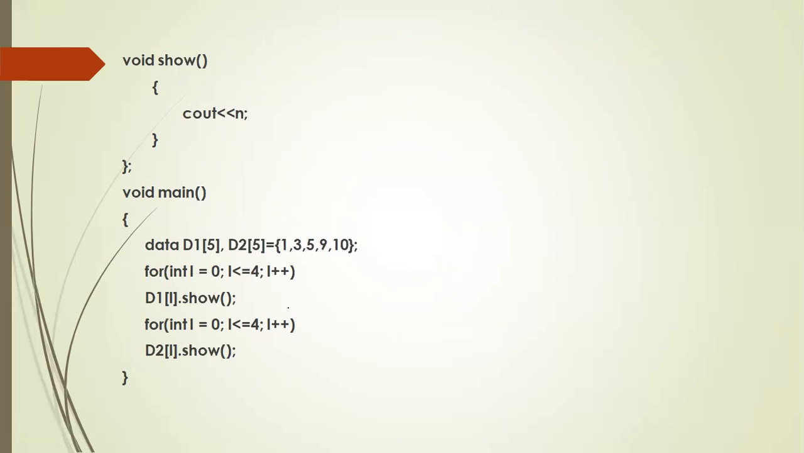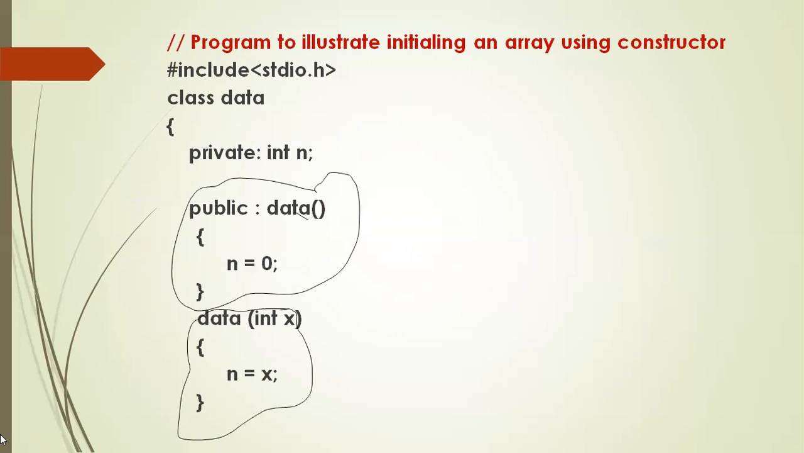What happens is it automatically creates how many objects? 5 objects: d1 of 0, d1 of 1, d1 of 2, d1 of 3, and d1 of 4. So you are creating an array of 5 objects. For all the 5 objects, the constructor is executed. Which constructor is executed? The constructor without parameters. So for the first object d1 of 0, the n value becomes 0. For the second object also n is 0. For all the 5 objects, the n value will be 0.